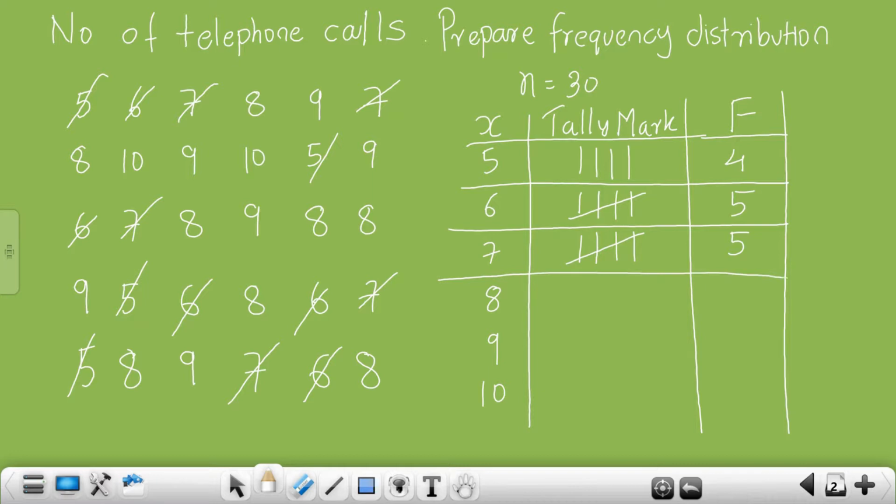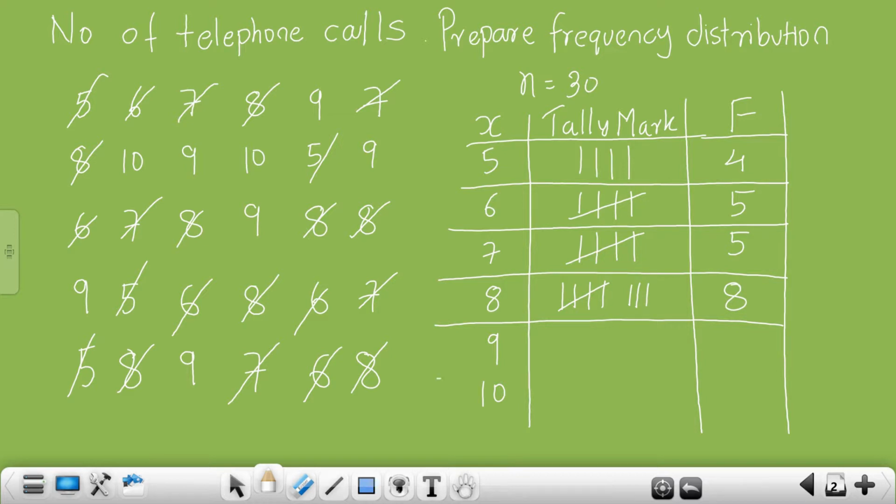So the value 7 is also repeated 5 times, and we put in the tally mark for 5. For 8, the value is repeated 1, 2, 3, 4, 5, 6, 7, 8. So the value 8 has been repeated 8 times. So we will put a tally mark for 8.